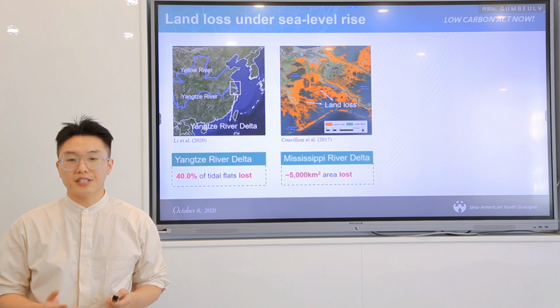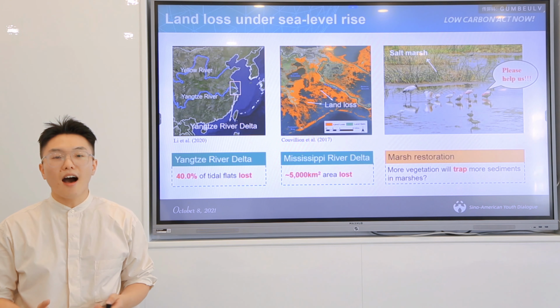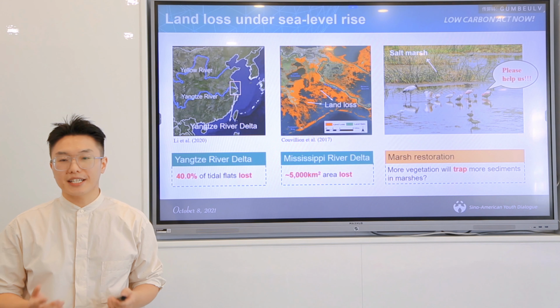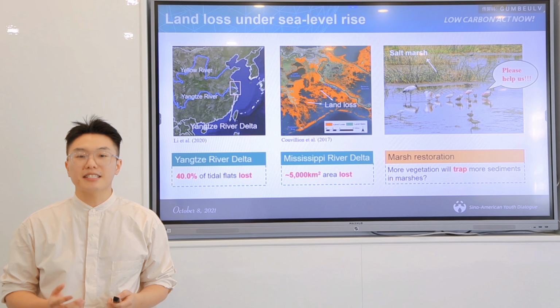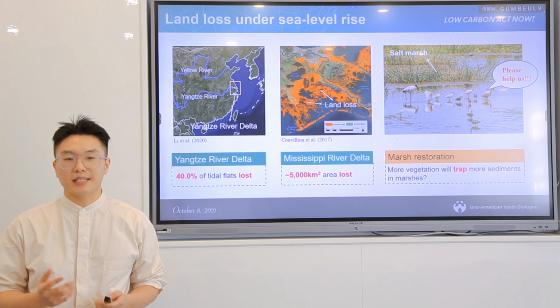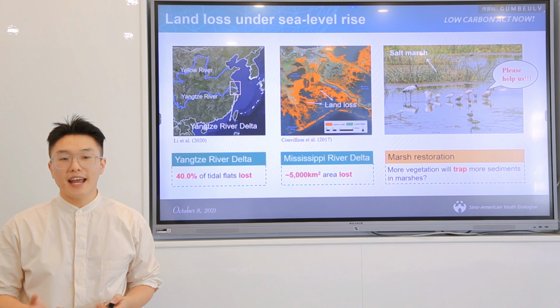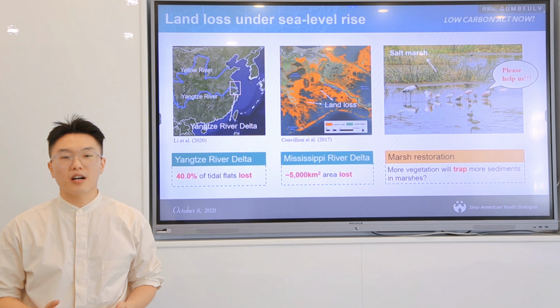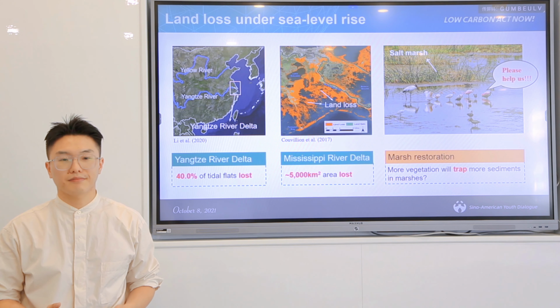Due to the importance of marsh, many countries are conducting marsh restoration. This benefits land building and coastal ecosystems. It's widely believed that vegetation could enhance sedimentation because vegetation reduces flow velocity and traps the sediments. But is that true in marshes? Will more vegetation really trap more sediments?